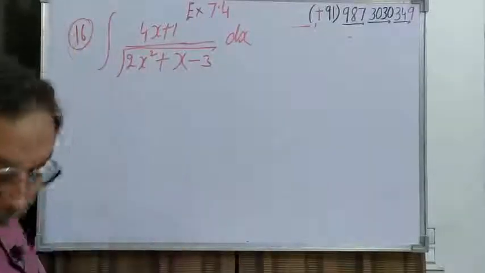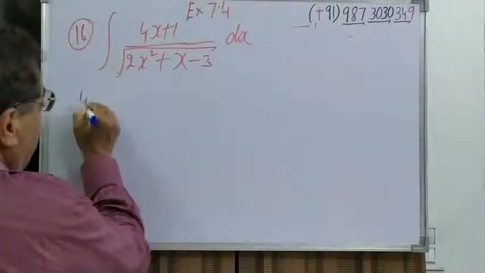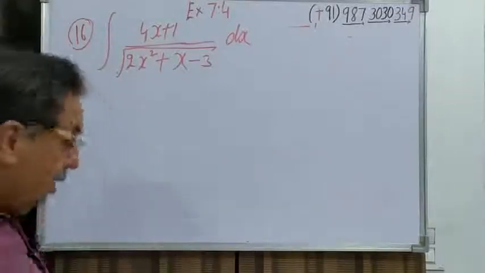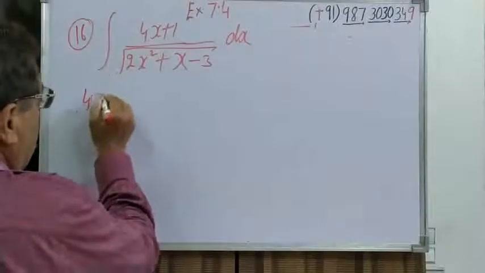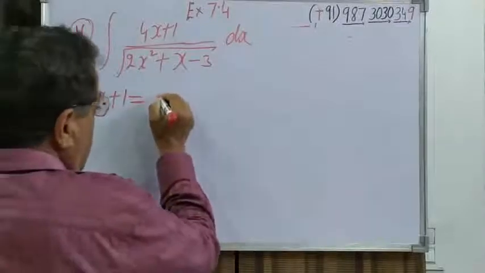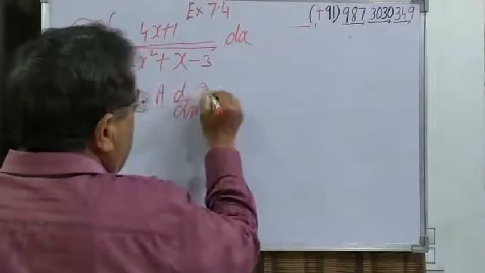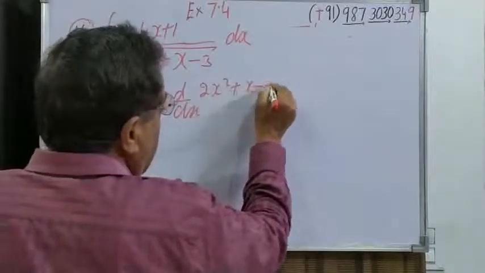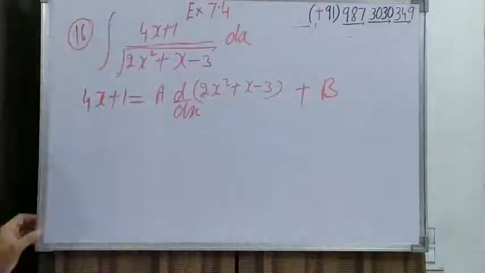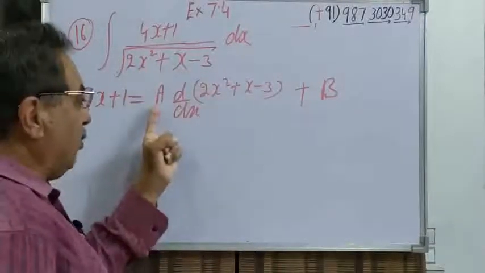Write down. That is 4x plus 1. We want to convert our 4x plus 1, that is the numerator, into the derivative of the denominator. So what is the way to do so? A times d/dx of the denominator, that is 2x square plus x minus 3, plus say b. Now d/dx, derivative of 2x square plus x minus 3, into a and plus b.